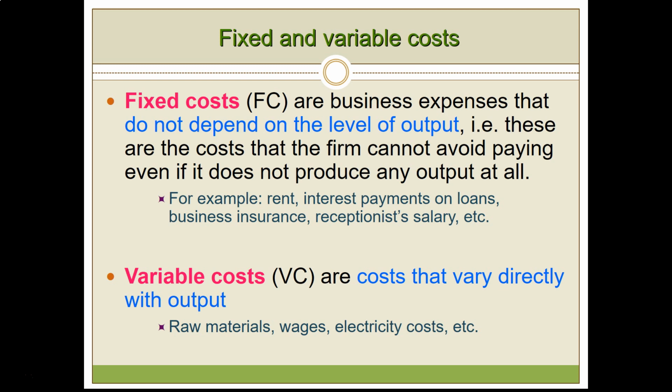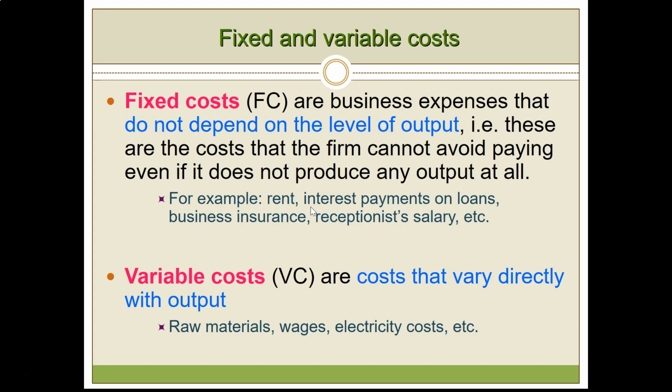He doesn't care. Or you go on holiday and shut your shop altogether and don't work a single day at all. He will still want your rent to be paid. So he will still want to receive his rent. And you will need to pay this fixed cost regardless of the level of output. This is the main criteria. Fixed costs are the costs which do not depend on the level of output.